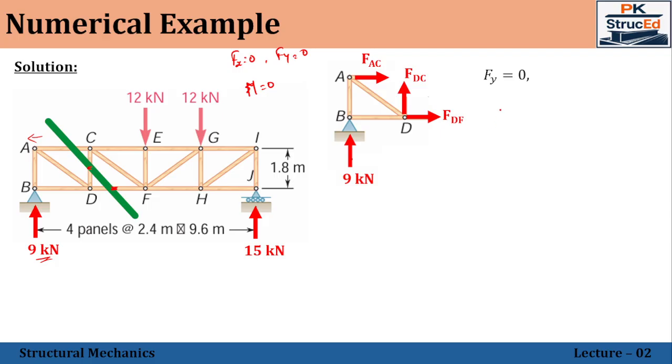Let me go with the vertical force equilibrium, that is Fy equal to 0. We have 9 and FDC, these two acting in the vertical direction, both in the same direction upward. So 9 plus FDC is equal to 0. Solving, we get FDC is equal to minus 9 kilonewton, which means that our assumed direction is wrong. So it has to be acting in the downward direction. That is, the CD member will be in compression. So FDC is equal to 9 kilonewton compression.